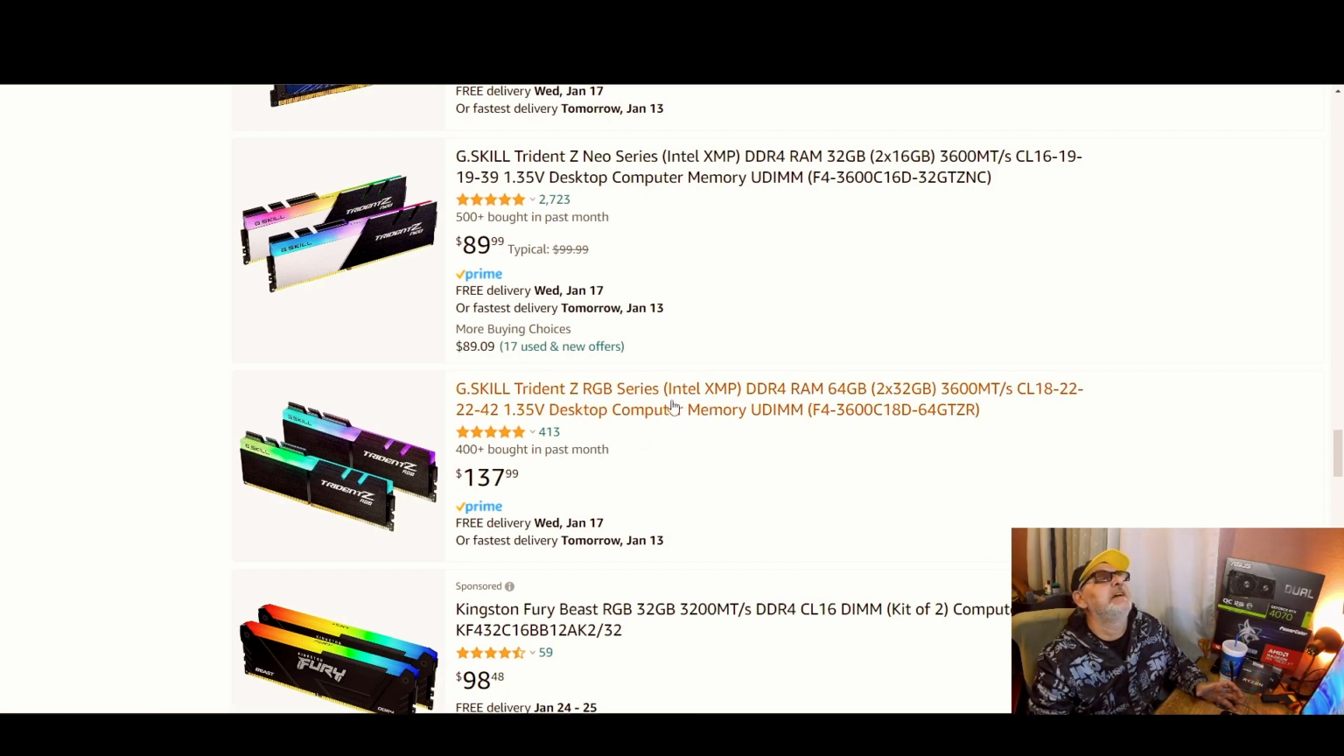Trident Z RGB series. It's an Intel XMP. Just because it says Intel XMP doesn't mean that it won't fit with your motherboard. Everybody gets that wrong. The Corsair RAM I have in my computer is running in an AMD system, but it says Intel XMP. So figure it out. Until these companies start designating the RAM to either AMD or Intel, and they really can't, because then they're going to lose money. Let's move along. We've got a lot to go here.